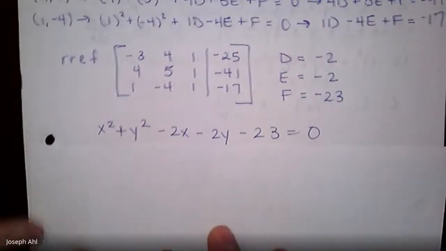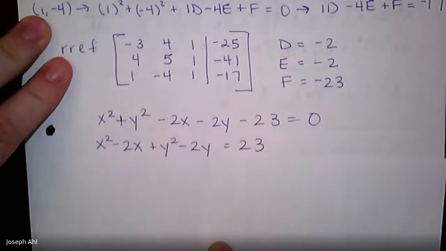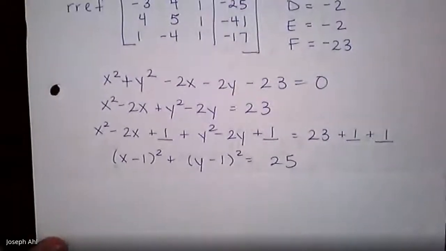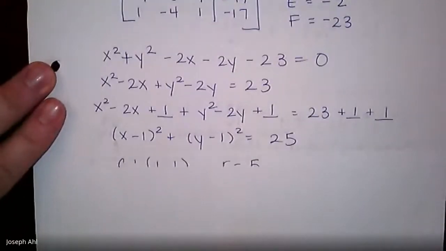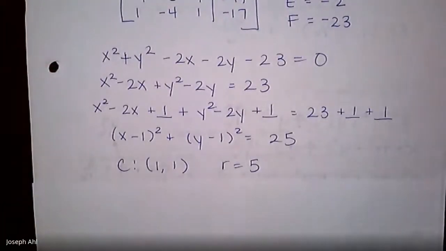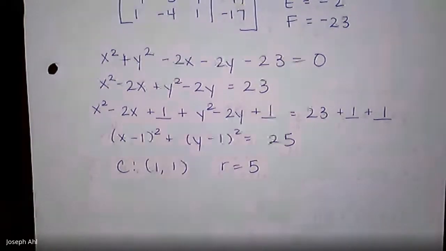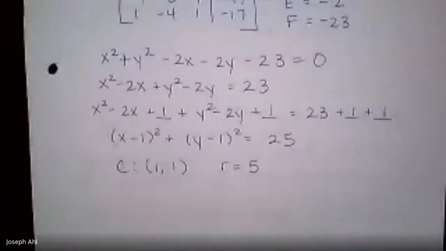If you put this in standard form by completing the square, you would go ahead and rearrange, complete the square, and then get this as your standard form answer. It actually has a pretty nice equation in the end because it's a center of (1, 1) and a radius of 5. So the radius came out to be a nice whole number value in this specific case.